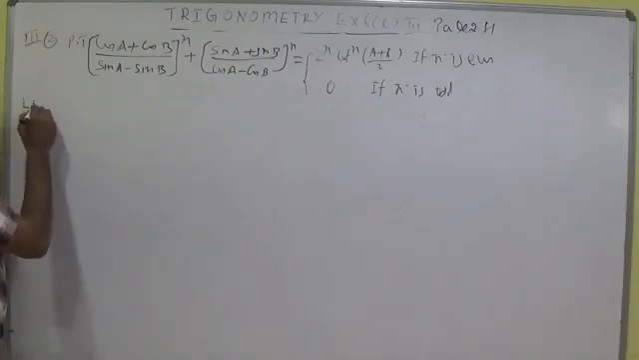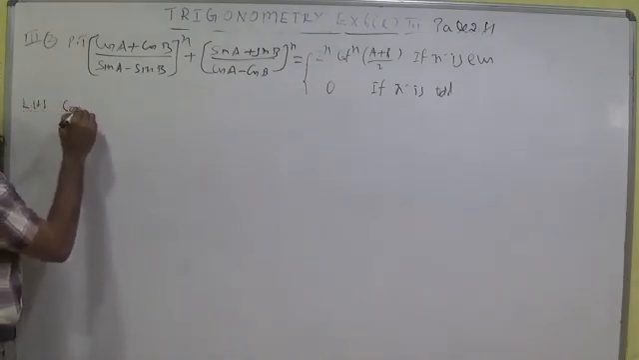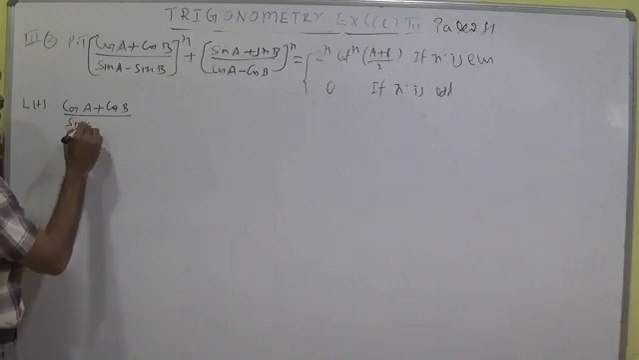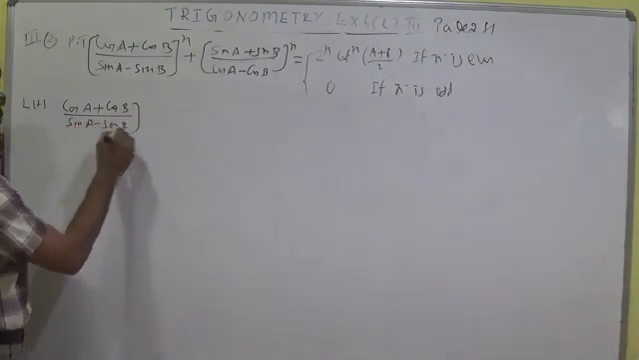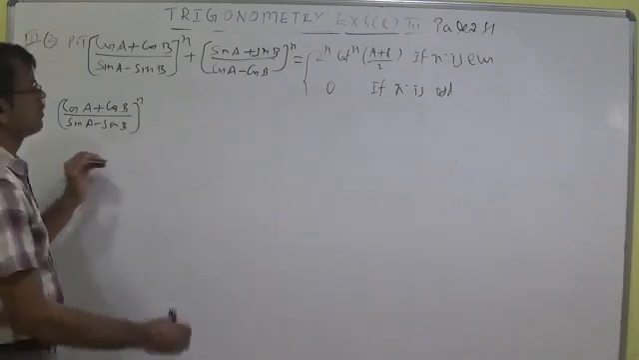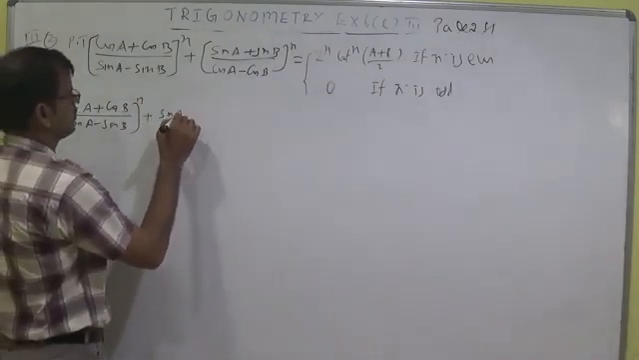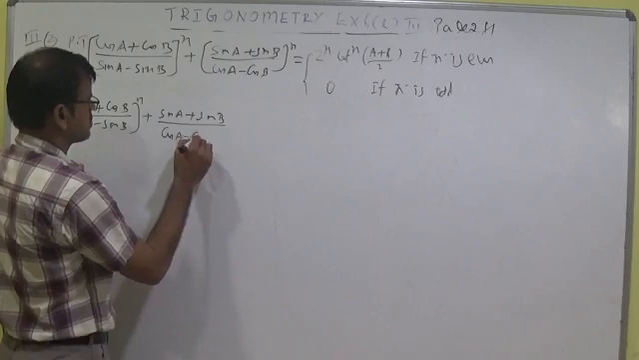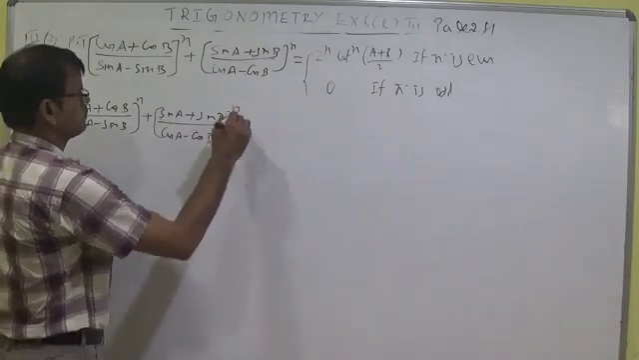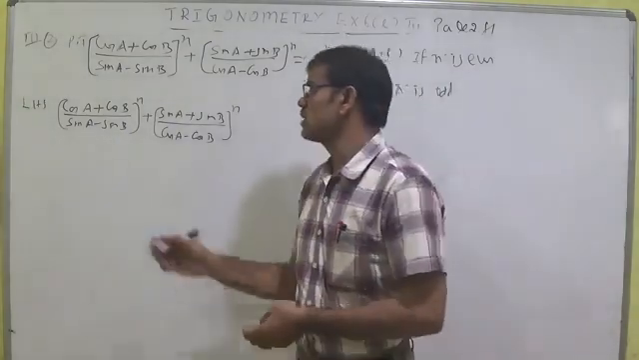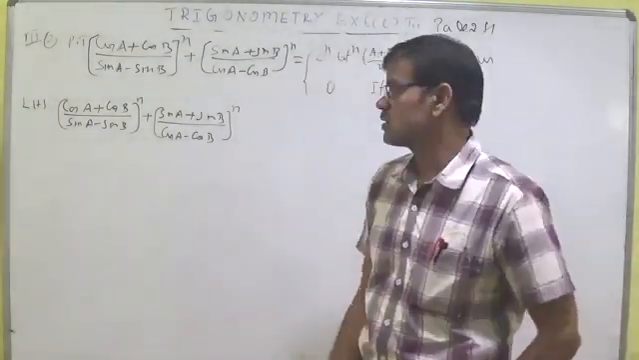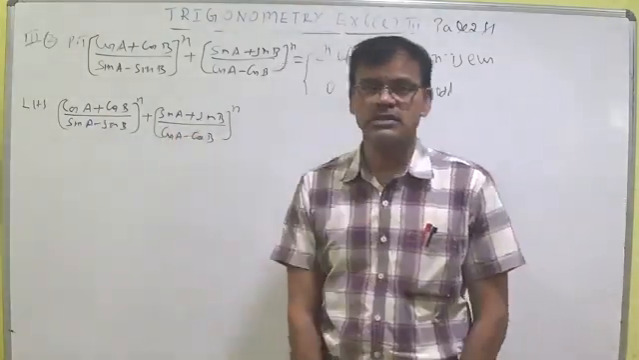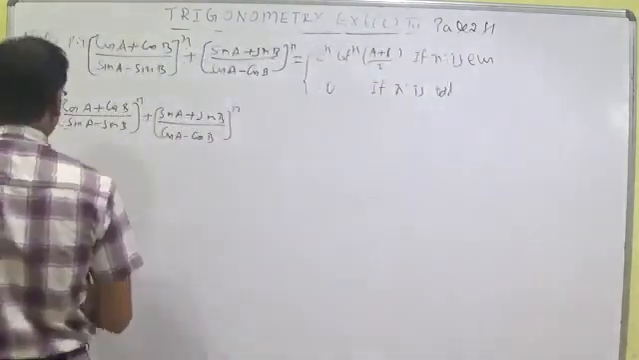Take LHS: (cos A plus cos B by sin A minus sin B) whole power n plus (sin A plus sin B by cos A minus cos B) whole power n. Here you should understand that each and every formula belonging to transformation we are facing here: cos C plus cos D, sin C minus sin D, sin C plus sin D and cos C minus cos D. Each and every formula you should know.